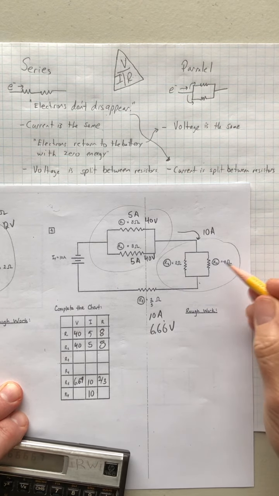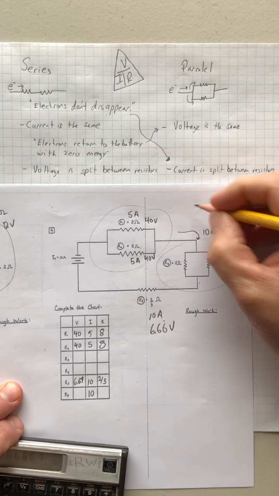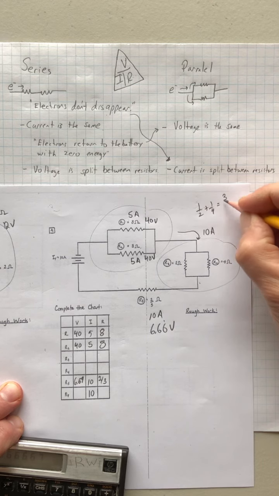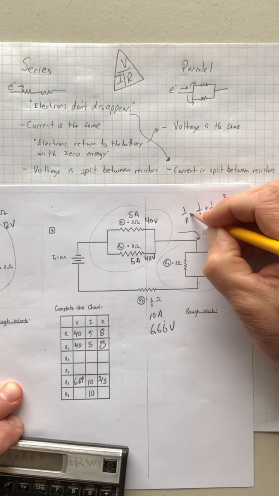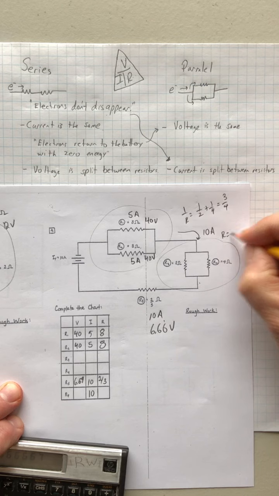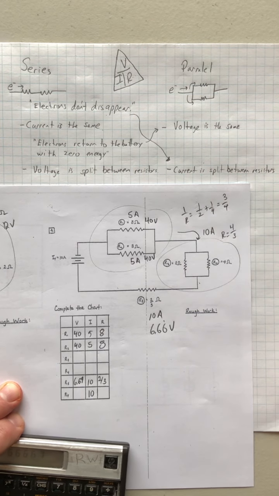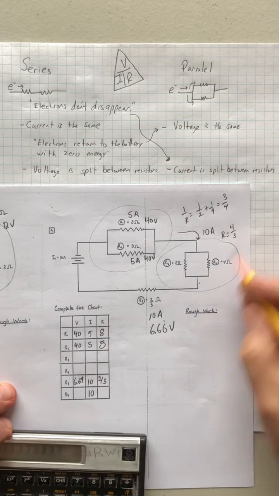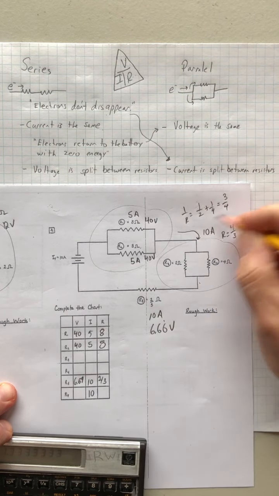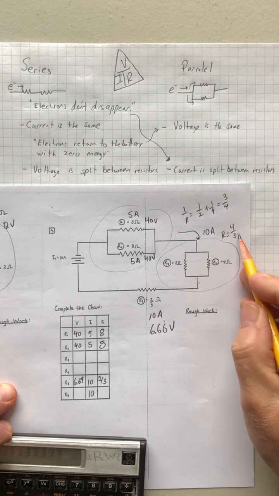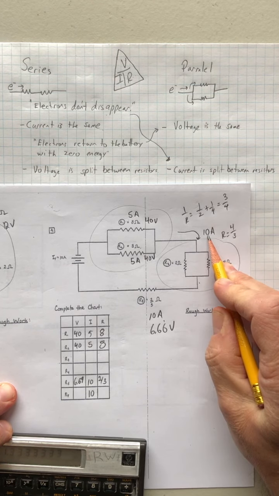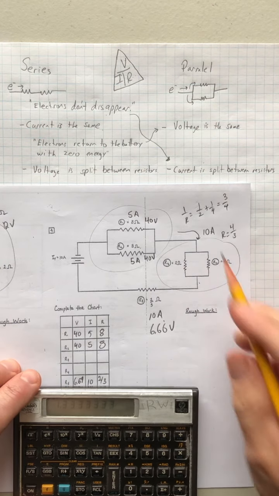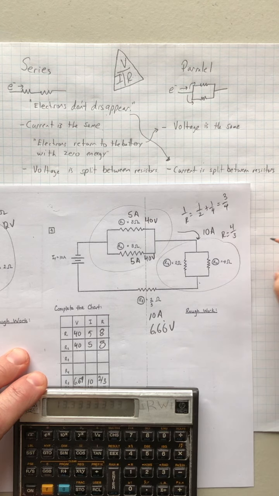And let's see what we got here. Now this group here, if I want to find the overall resistance, it's 1/2 plus 1/4, which is going to equal 3/4. But that's 1/R. So to get the whole resistance, R here will equal 4/3. 4 divided by 3 is 1.3. So now I have R and I have I, I can find V. V equals IR. So the 1.33 times 10 is 13.3.